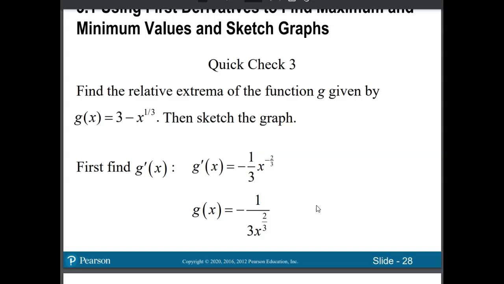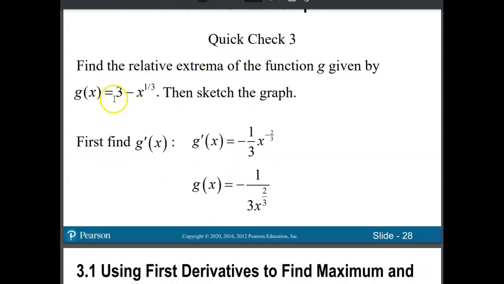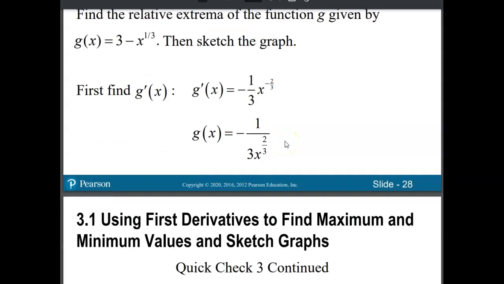Next example. Find relative extrema for this function. Then sketch the graph. All right, so again, the first derivative of 3 would be 0. You got minus, bring down the 1/3, so minus 1/3 x, subtract 1 from the 1/3 gives me negative 2/3. And we can bring this x to the denominator to make it a positive 2/3 power. The 3 is already on the bottom, so it stays down there. So we have a negative in front, 1 over 3x to the 2/3.